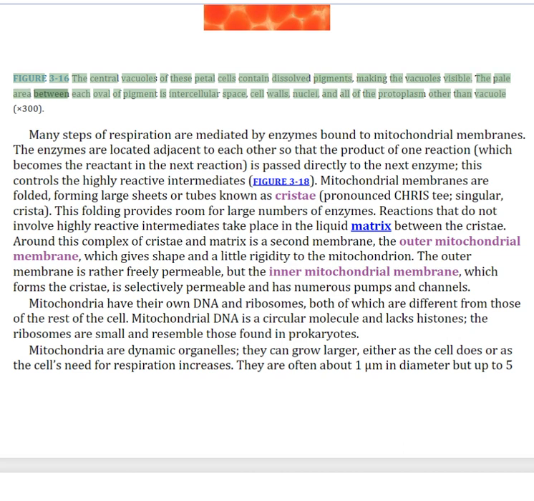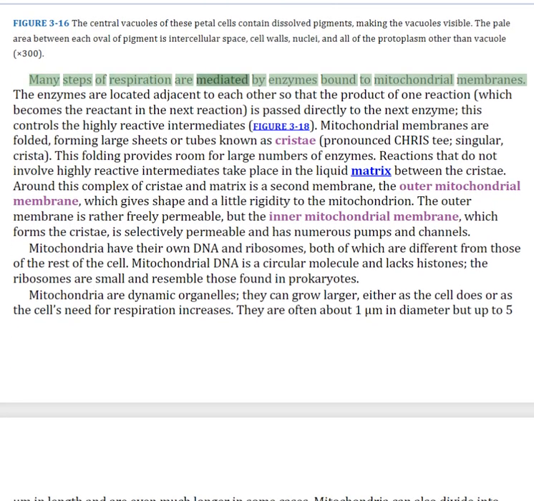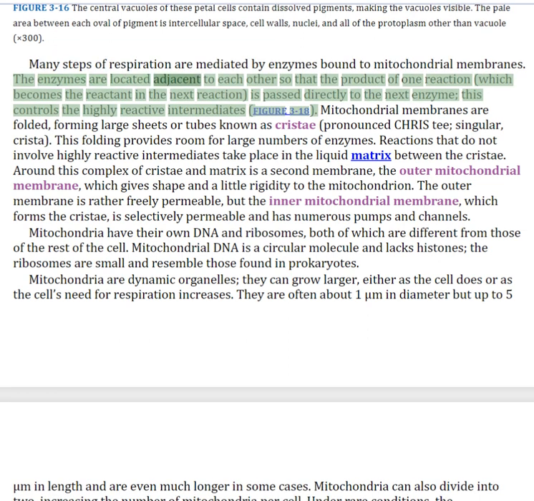The pale area between each oval of pigment is intercellular space, cell walls, nuclei, and all of the protoplasm other than vacuole. Many steps of respiration are mediated by enzymes bound to mitochondrial membranes. The enzymes are located adjacent to each other so that the product of one reaction is passed directly to the next enzyme. This controls the highly reactive intermediates.